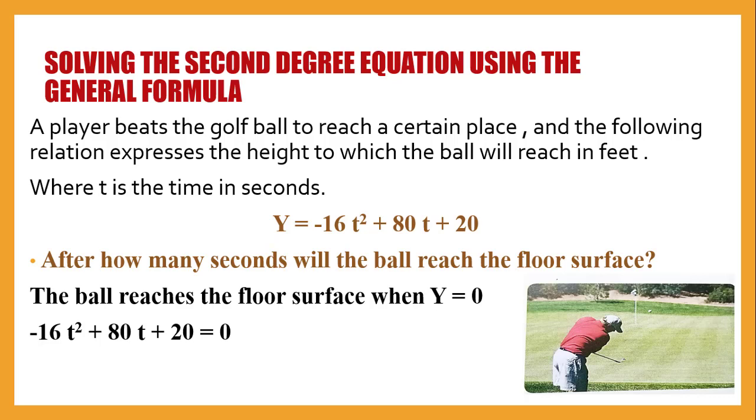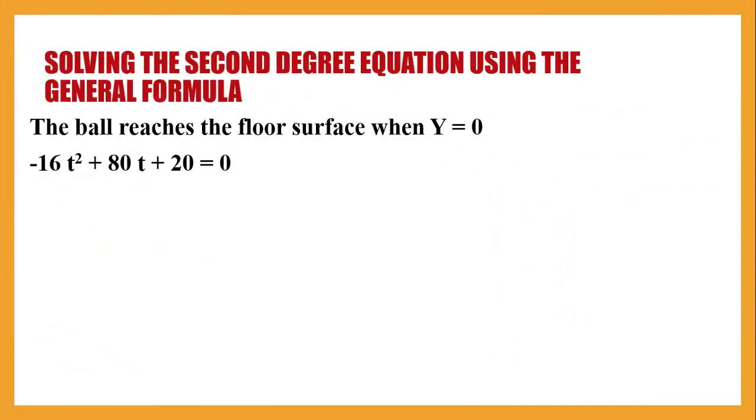Can we solve this equation? Okay, this is a second degree equation, one variable. So let's solve it. Let's get a, b, and c. A is the coefficient of t power 2, which is negative 16. B is the coefficient of t, which is 80. And the 20 is the absolute term. Now let's calculate b power 2 minus 4ac. It will be 7680. So it's a positive number, so we have two solutions.